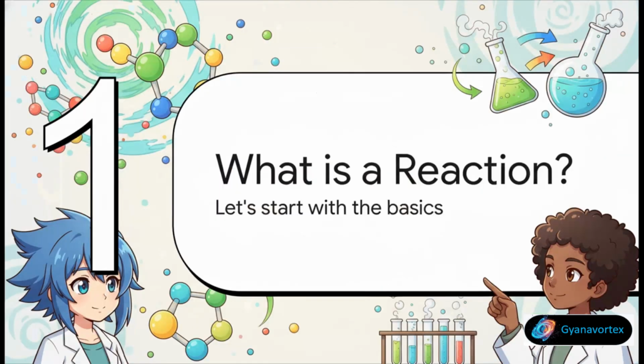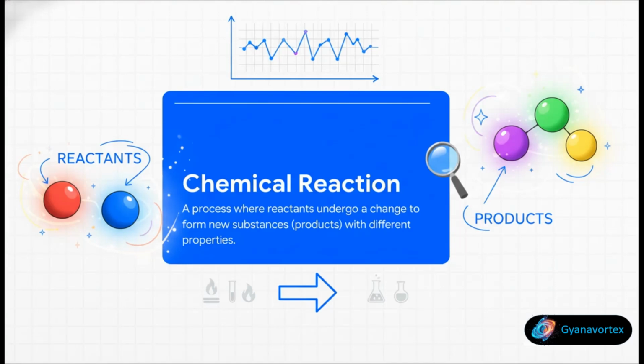Okay, first things first. Before we can start writing all those cool-looking equations, we have to get on the same page about what a chemical reaction really is. And here's the core idea. A chemical reaction is just a process where your starting stuff, which we call reactants, gets totally rearranged to become brand new stuff, which we call products.